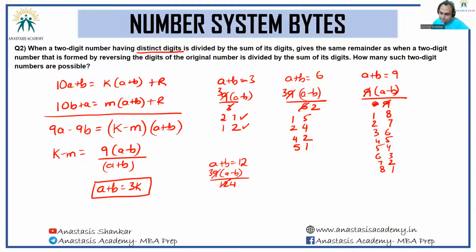So 5 minus 1 would work. So 1 minus 5 would also work. Additionally, 9 minus 1 would work. 62 and 26 would also work.